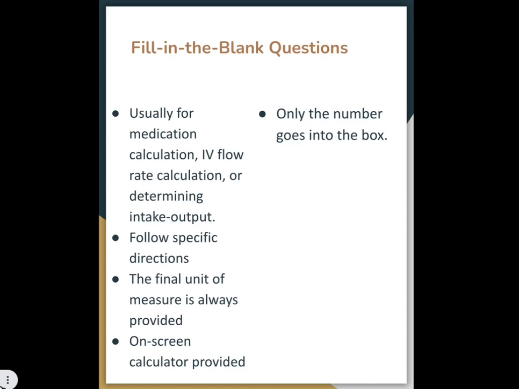correct answer. Remember, on the NCLEX, only the number goes into that rectangular box we saw for those fill in the blank style questions. Only the number, not the unit. Or it won't be correct. I think it'll allow you actually to put more than a number in there. So it's going to be on you to know that.